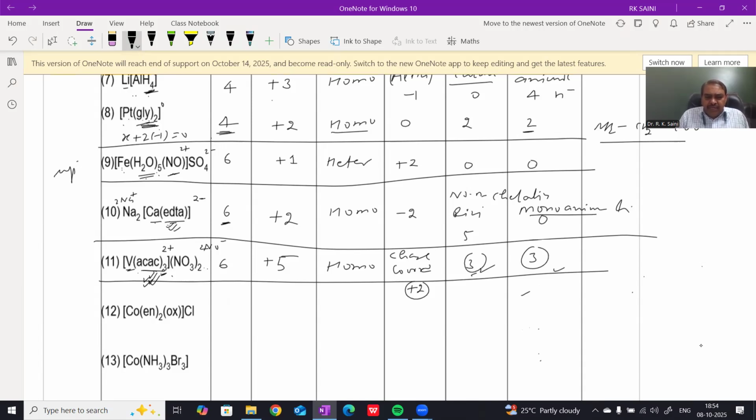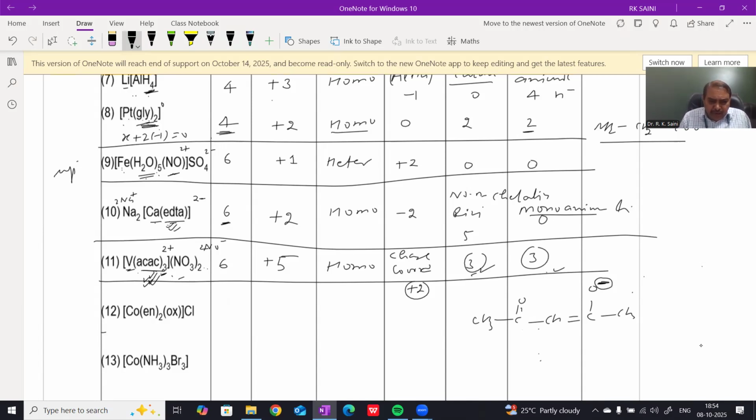Mono-anionic ligand, because acetylacetonato is also a mono-anionic ligand. Acetylacetonato structure is this, and it carries -1 charge, and hence it is also a mono-anionic ligand. 3.